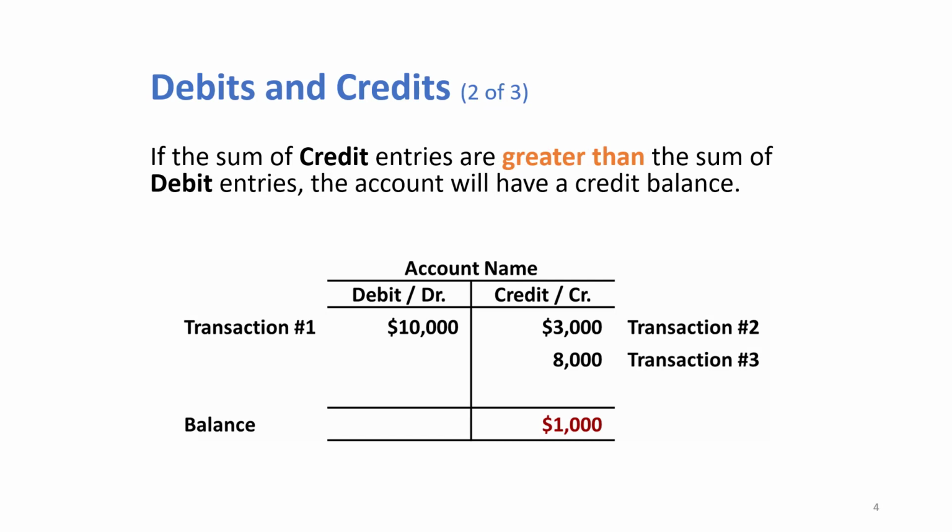And if the sum of credit entries is greater than the sum of debit entries, the account will have a credit balance. Here, in the same way, the $1,000 balance is a credit balance because the total credit amount is greater than the debit amount.